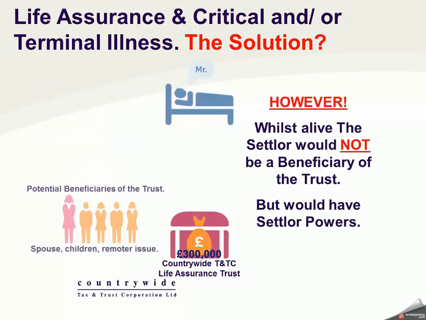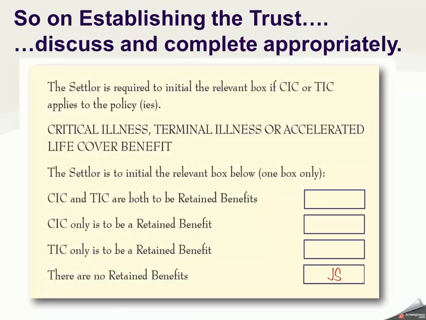However, he isn't a beneficiary on the trust, although he would have settlor powers, so he could change the trustees if necessary and potentially the beneficiaries, and also the trustees could still choose to loan the funds to him on a commercial basis as an investment. So he would still have access to the critical illness or terminal illness, but it would be outside of his estate, and most particularly on terminal illness for inheritance tax purposes.